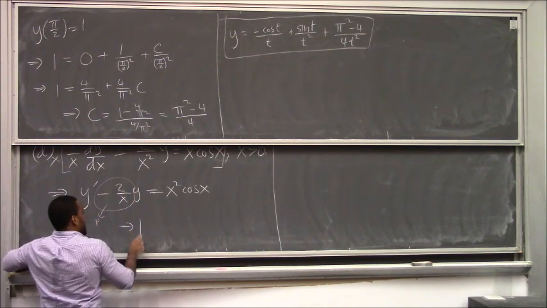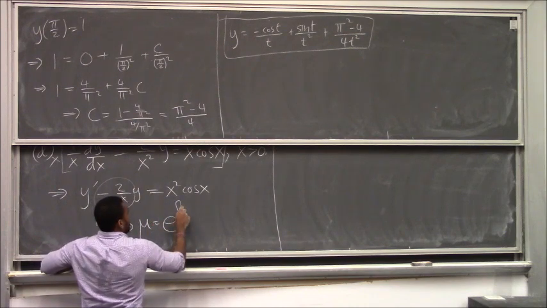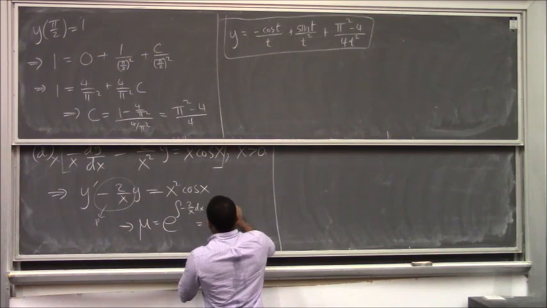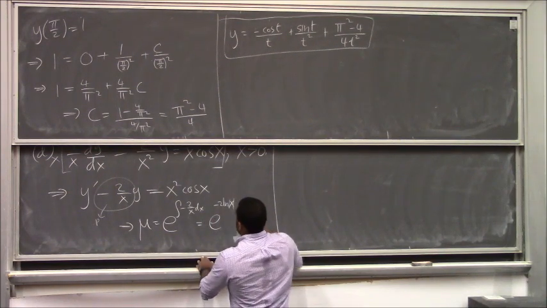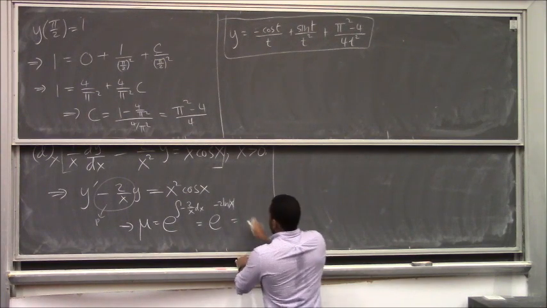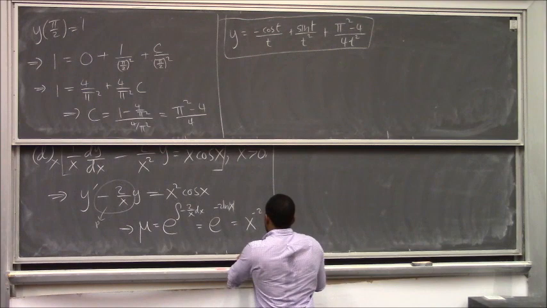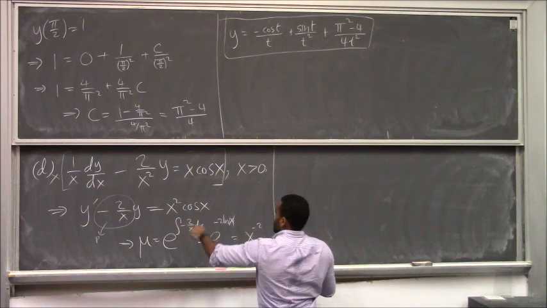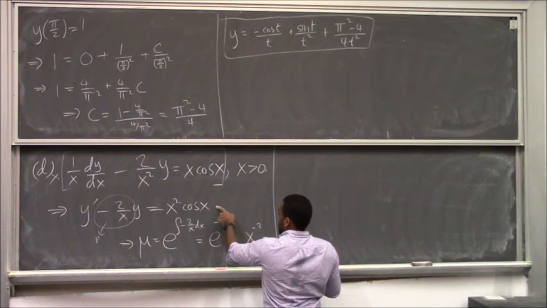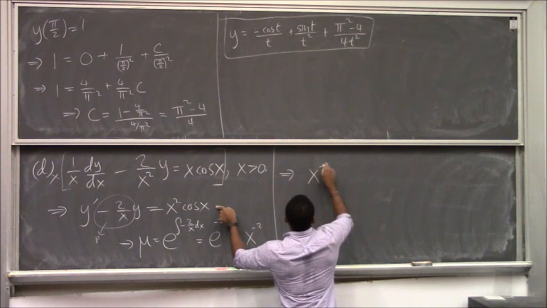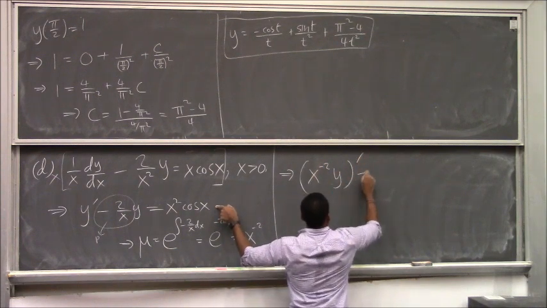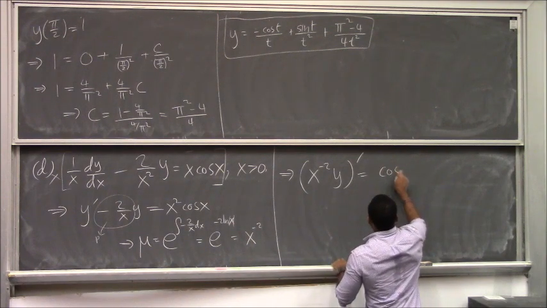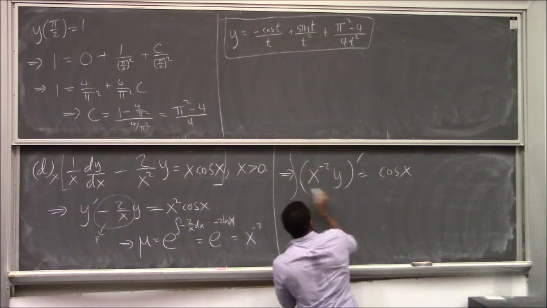This means that mu is equal to e to the integral of minus 2 over x. Well, that's just e to the minus 2 ln x, so it's x to the minus 2. And so now what you're going to do is multiply the equation in standard form by x to the minus 2. So you're going to get x to the minus 2 times y prime equals x cosine of x. Integrate both sides.